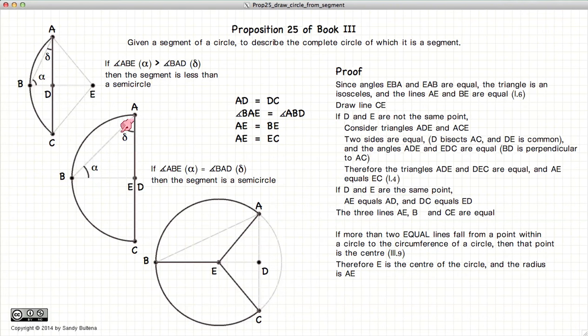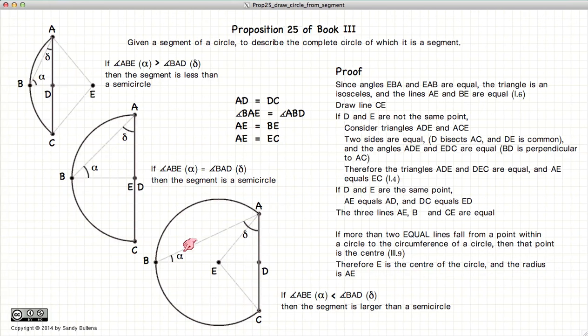If these two angles are equal, then we have a perfect semicircle. And if this angle is less than that angle, we have a circular segment that is larger than a semicircle, and the center of the circle lies within the segment. And there we have, starting with our circular segments, described the circles that the segments are part of.